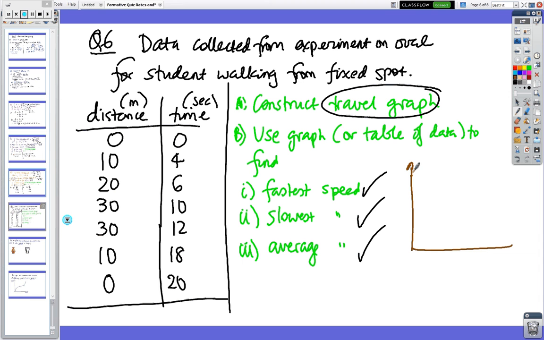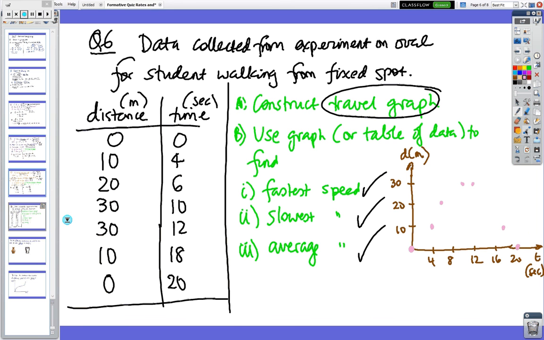So the biggest distance is 30 metres, so 10, 20, 30. That's the biggest distance, and we've got to go to 20 seconds. So 4, 8, 12, 16, 20. And distance in metres, so put the scale on, otherwise you won't get the full marks. So it starts at 0, at 10 metres it's 4, at 20 metres it's 6, at 30 metres it's 10, at 30 metres it's 12, at 10 metres it's at 18, and back home.